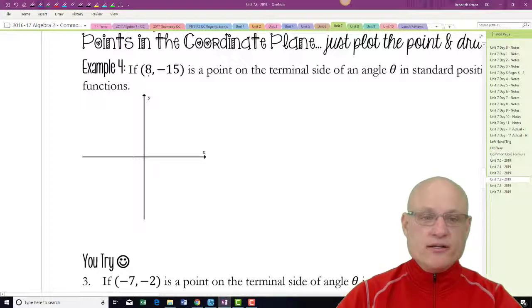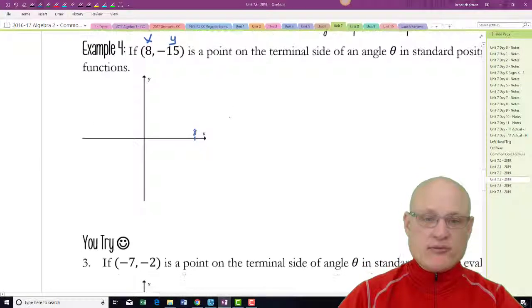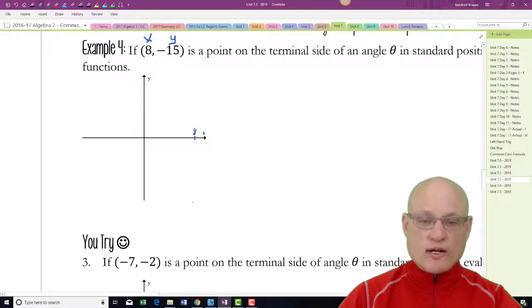8, this is our x value. This is our y value. So 8 goes about here. And then negative 15 is down somewhere around here. So that's the point (8, -15).